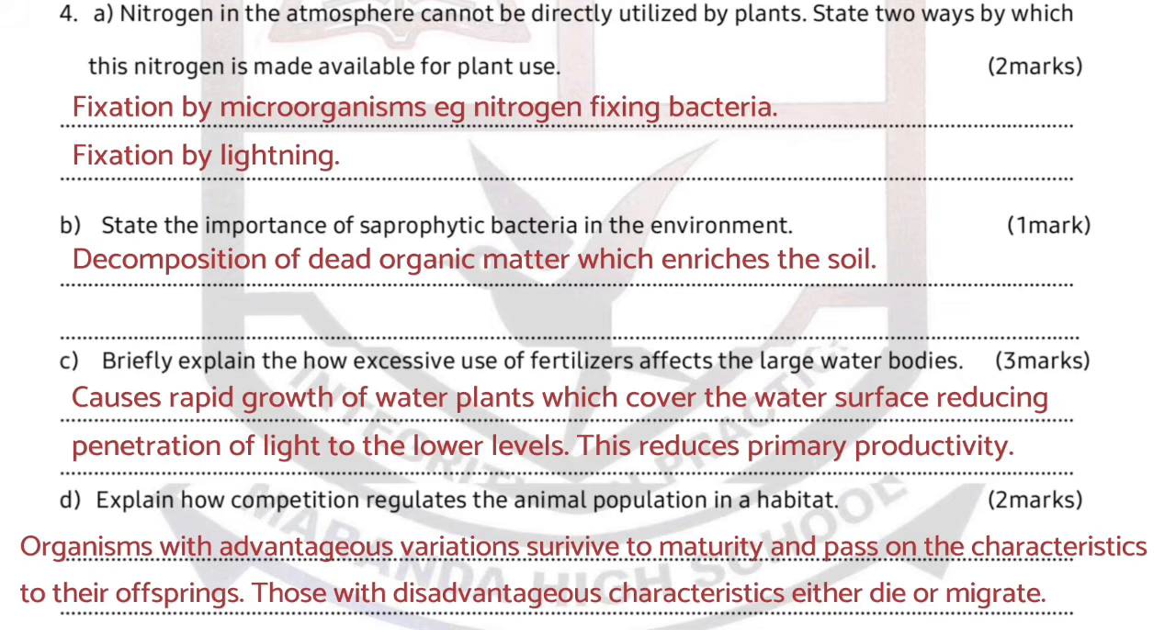Now, variations can be advantageous or disadvantageous. Advantageous variations are those that enable an organism to adapt better to the surroundings. So such organisms with advantageous variations will survive to reproductive maturity and, of course, pass on those characteristics to their offspring. Those that have disadvantageous variations will either die out or they will migrate to other habitats where they can adapt better.